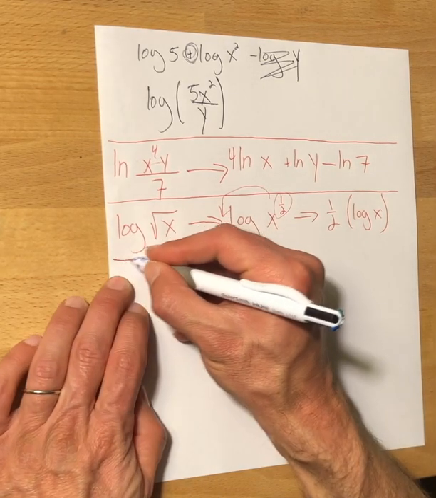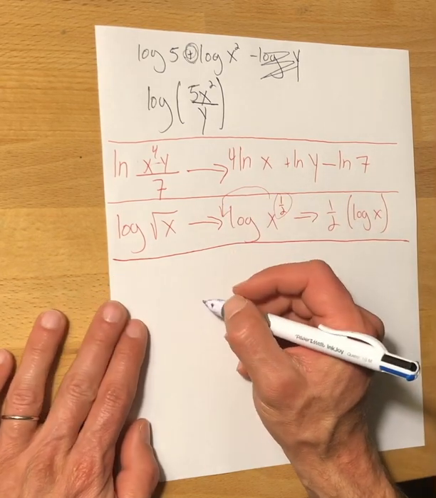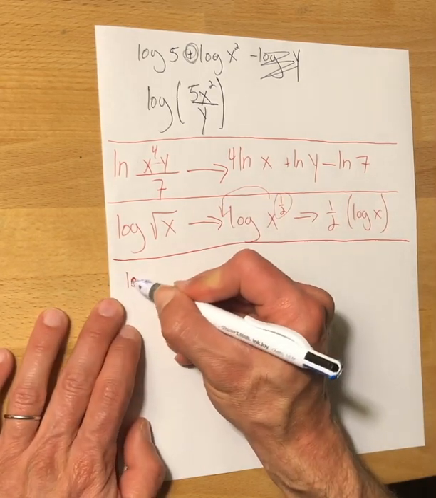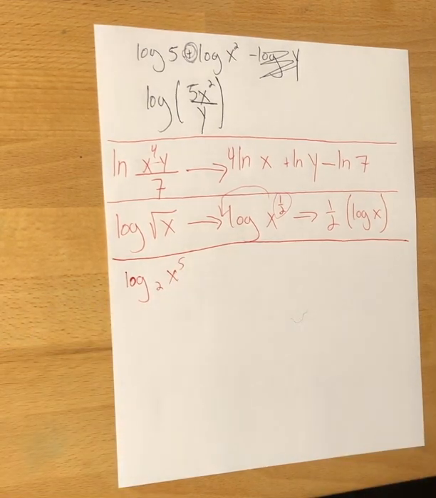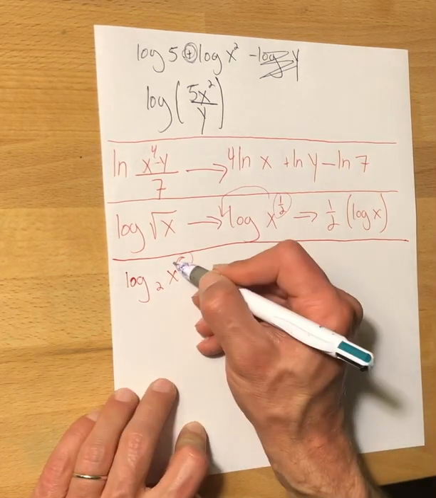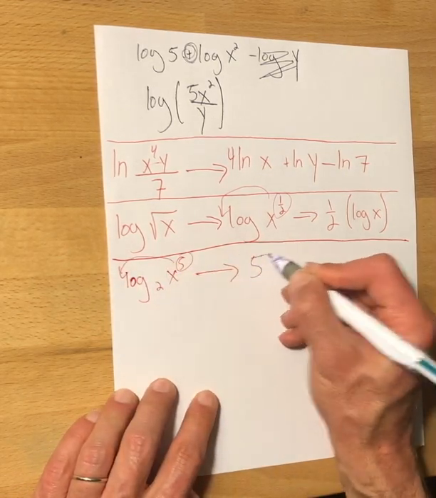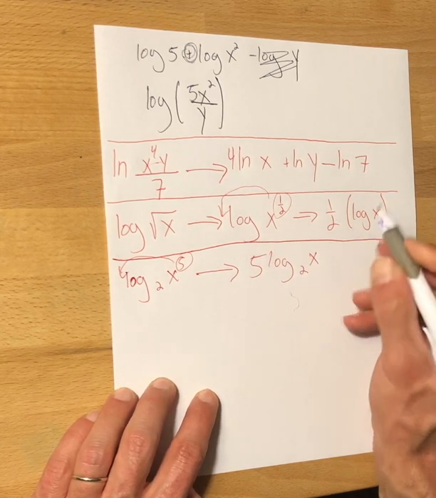Okay, I'm going to give you one more expansion, then we're going to do a couple of ones that we condense. Expand this: log x to the 5th of base 2. This is very easy. This is only one thing. This 5 goes in front. 5 log x of base 2.